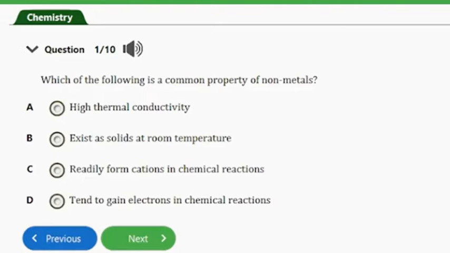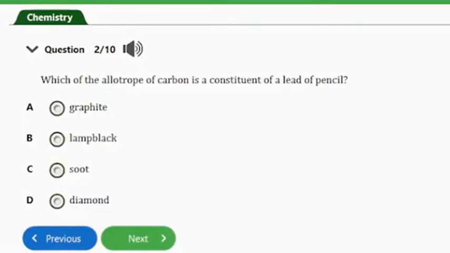It says, which of the following is a common property of non-metals? A, high thermal conductivity. B, exist as solids at room temperature. C, rapidly form cations in chemical reactions. D, tend to gain electrons in chemical reactions. So guys, the answer to this question is option D here. A common property of non-metals is that they all tend to gain electrons in chemical reactions. So that's it for that question. Let's consider the next question.